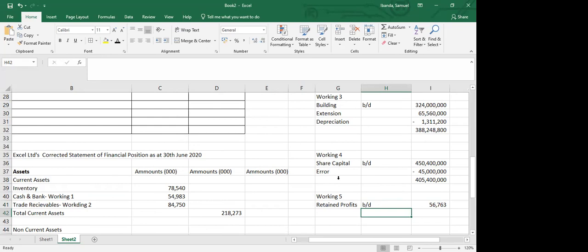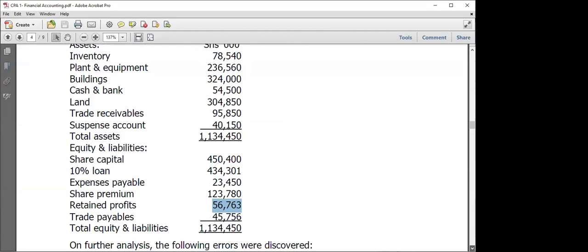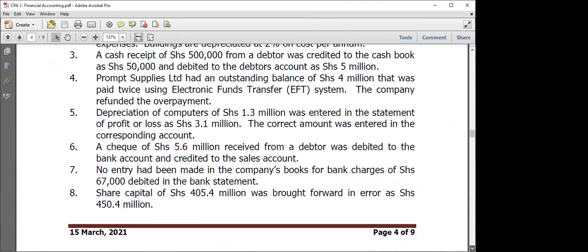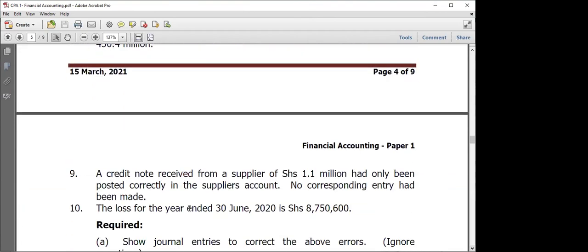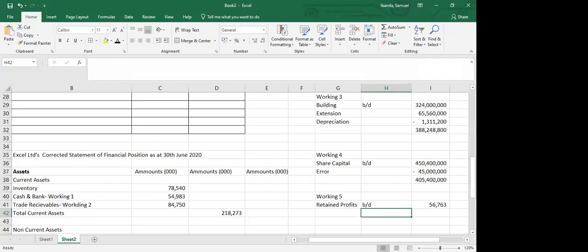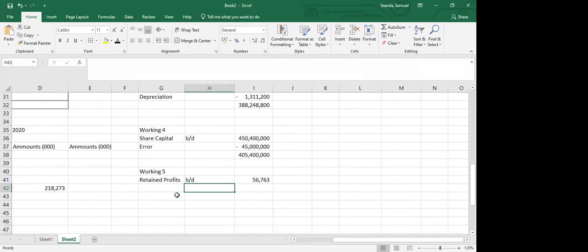Now, there was something that was given when it came to our question. I hope you saw the last note that was given, where they told us that the loss for the year ended June 30th, June 2020 was 8,750. So this is the loss that they had recorded before the errors were corrected. You get it?